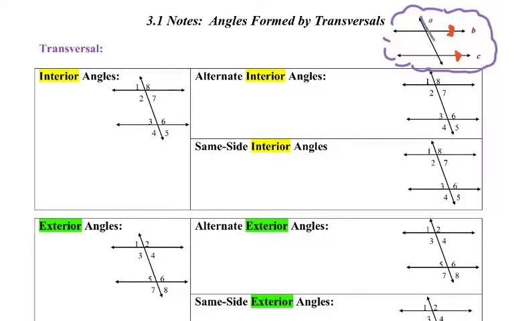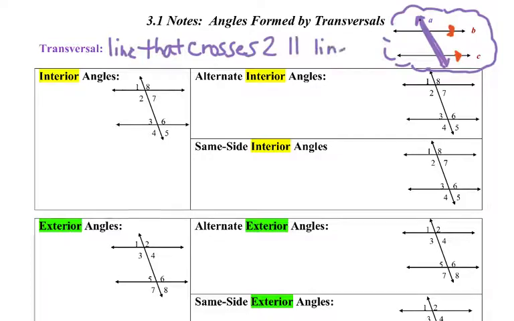And then we have this line A here. And that line A is called the transversal. So a transversal is a line that crosses two parallel lines. I'm going to use the symbol for parallel there. A line that crosses two parallel lines. It's called a transversal. So line A there is the transversal.